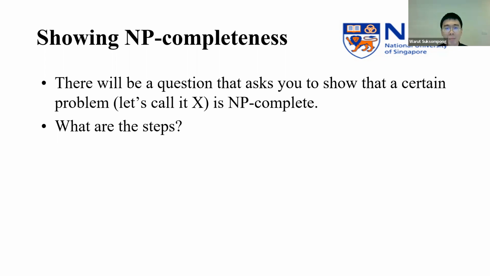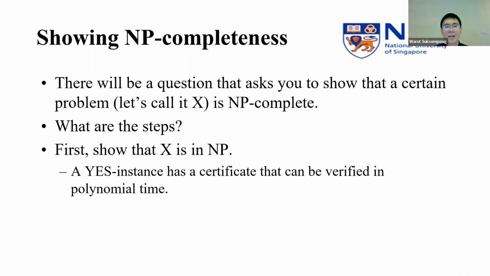Remember, NP-complete is two things: the problem is in NP, and it's NP-hard. First, you should show that X is in NP. I suggest you start with this because it's usually the easy part, and this question will be no different. What does that mean? It means that a yes instance should have a certificate that can be verified in polynomial time. We've seen that for subset sum and for Hamiltonian cycle. Any yes instance has a certificate that can be verified in polynomial time.